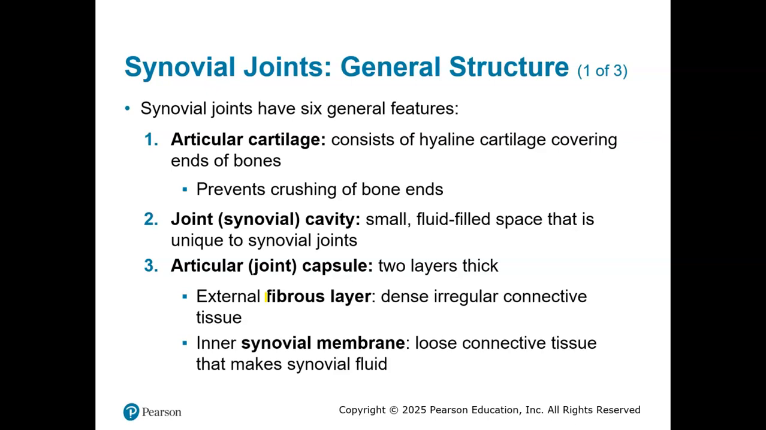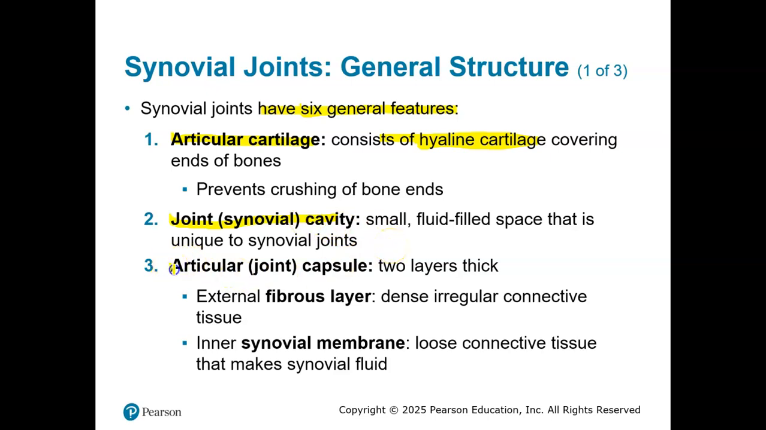The 6 general features of synovial joints are that the bones are lined, at the place where the bone meets up with the other bone, with articular cartilage, which is hyaline cartilage. It covers the ends of the bones and prevents the crushing of the bones. It prevents bone from contacting bone and wearing down. So it just protects the ends of the bones. Then the joint cavity, or synovial cavity, is filled with synovial fluid and basically lubricates the joint.